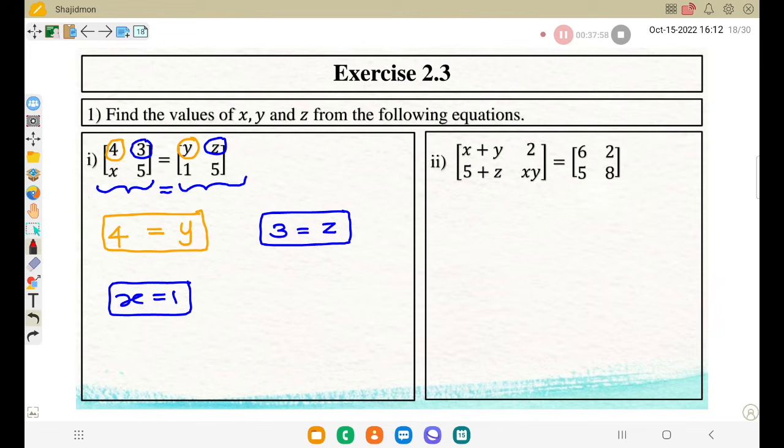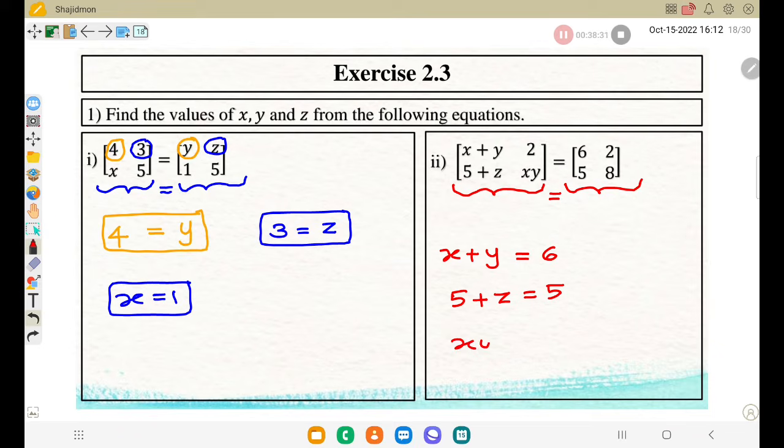Now the second question, we will go to the second one. x plus y, 2, 5 plus z, xy equals 6, 2, 5, 8. That means this matrix equals this matrix, correct? So the first number, what is the first number? x plus y equals 6, correct? Now what is the second number? 2 equals 2, same. Third number, 5 plus z equals 5. Fourth means x multiplied by y equals 8, correct? x multiplied by y equals 8.